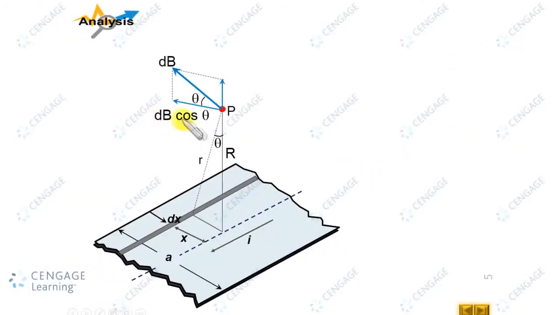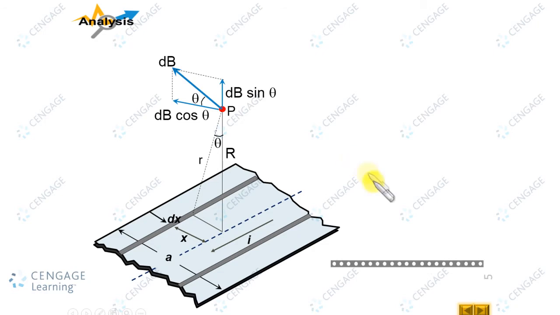Suppose this is dB cos theta, this is dB sin theta. So we can say dB sin theta will get cancelled by this strip. Okay, let us make the front view of this situation. If we make the front view, we will find the current is toward you. So these are the dots. Point P is at a distance capital R, right? And this strip is here at a distance x, and thickness is dx.